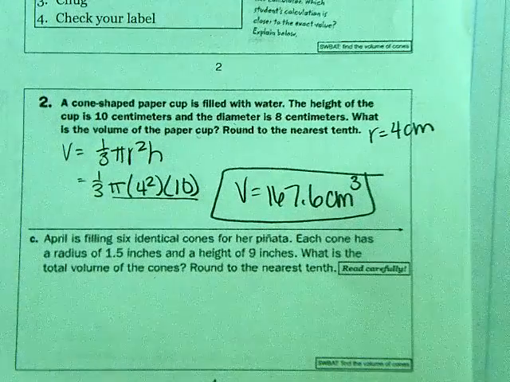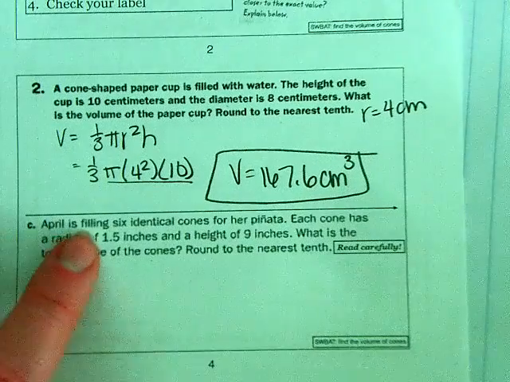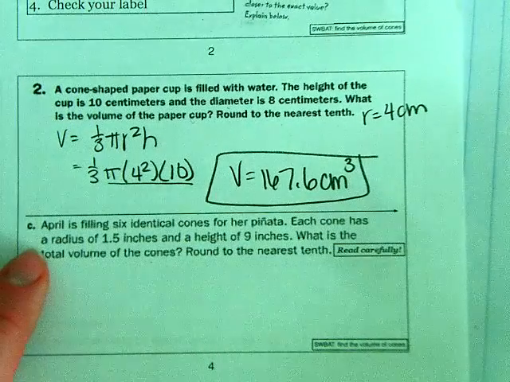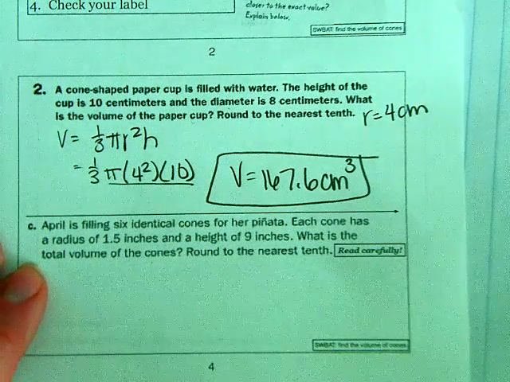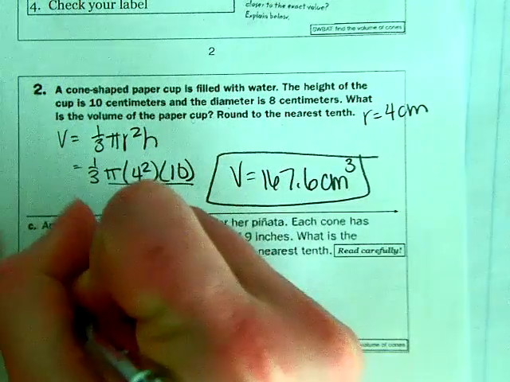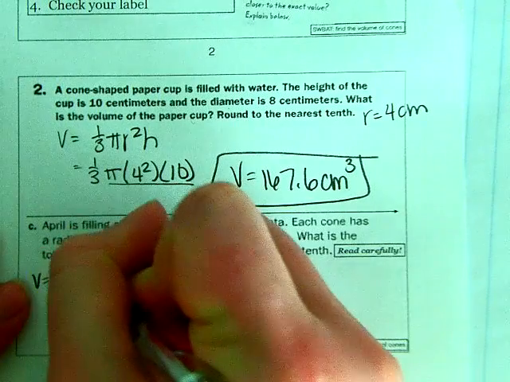So this one's a little bit tricky. So it says April is filling 6 identical cones for her piñata. Each cone has a radius of 1.5 inches and a height of 9 inches. What is the total volume of the cones? Rounded to the nearest tenth. Okay, so volume is 1/3 pi r squared h.